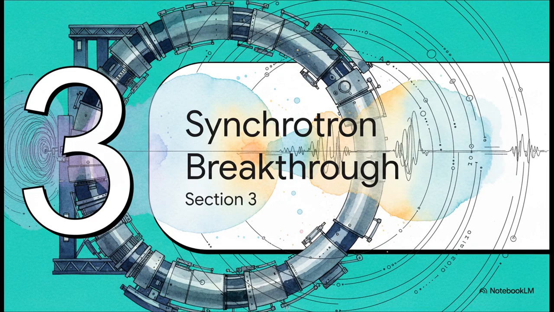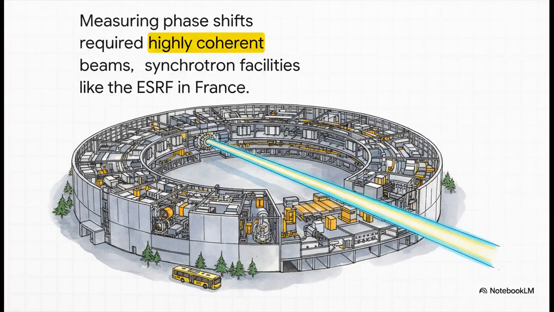Actually being able to measure this tiny, tiny phase shift, well, that required a very special kind of light. And a very, very big machine. See, the problem was, to actually see these phase shifts, you needed an incredibly pure and parallel beam of X-rays, what physicists call a coherent beam. And for a long, long time, the only places on Earth that could produce a beam like that were synchrotrons, these massive particle accelerators the size of sports stadiums, just huge.